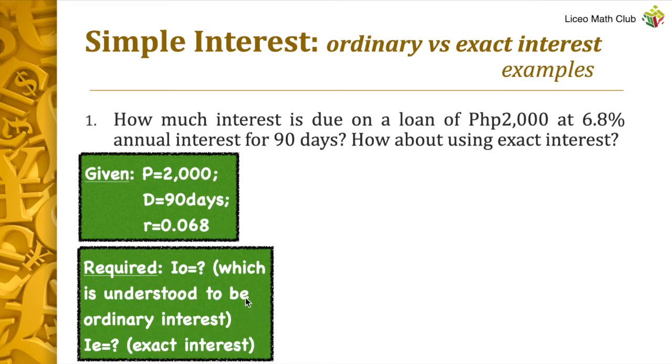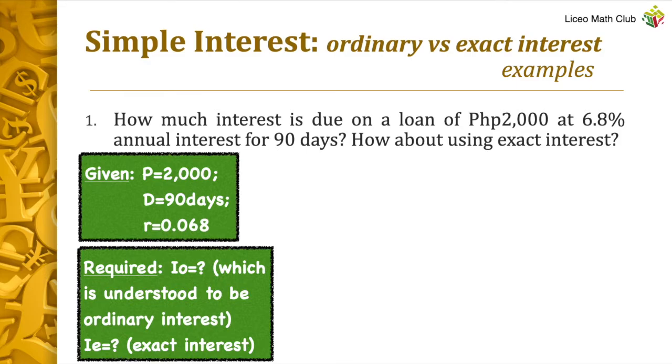Okay, so here we have I sub O, which is understood to be ordinary interest because there's no sign used to say whether exact or ordinary interest is going to be used. Then our second question, how about exact interest? This is again just notation. Other books may use other notations. So we have exact interest.